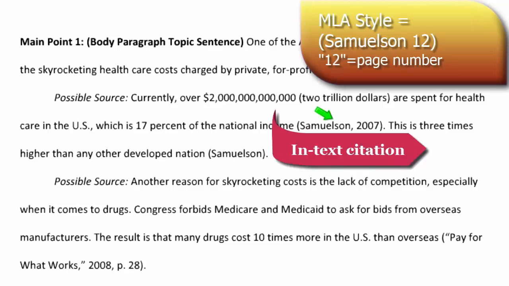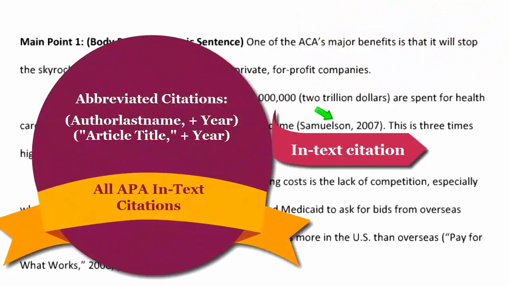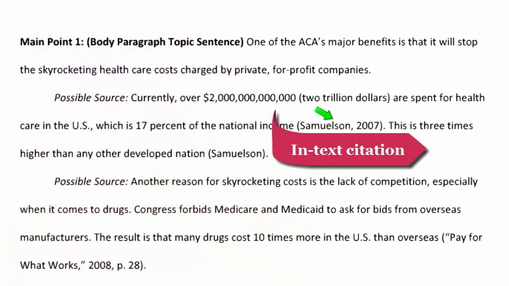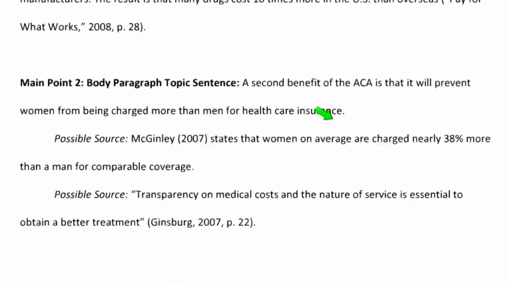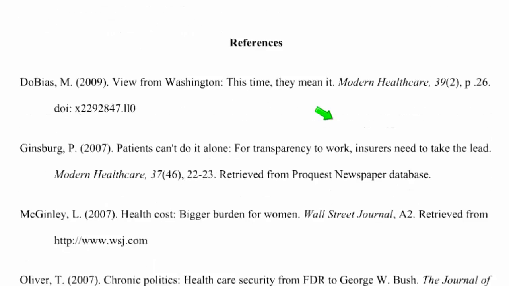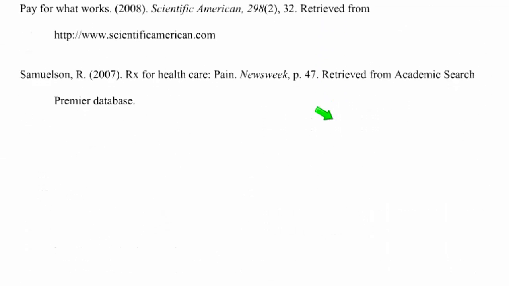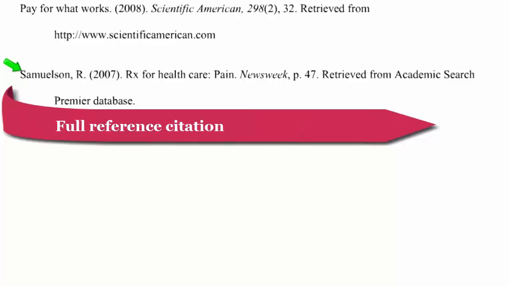This abbreviation, because all APA in-text citations are abbreviated down to the author's last name, space, year of publication. If you do not have an author's name, you put in the title of the source, but most of your sources will have author names. This abbreviated citation, Samuelson 2007, refers to the full citation on the reference page at the end of your paper and at the end of your outline.